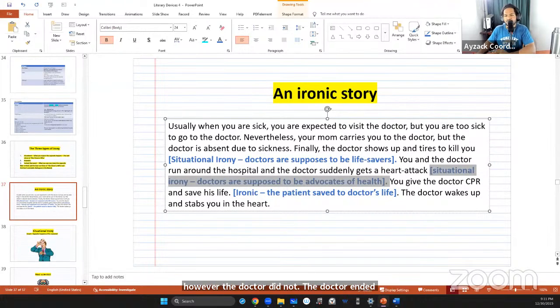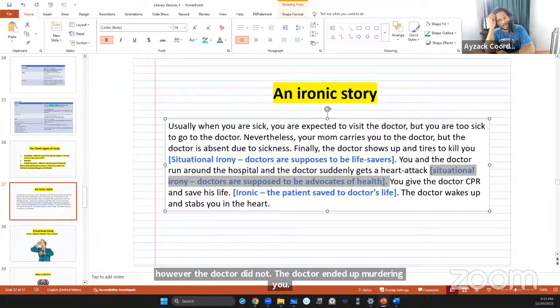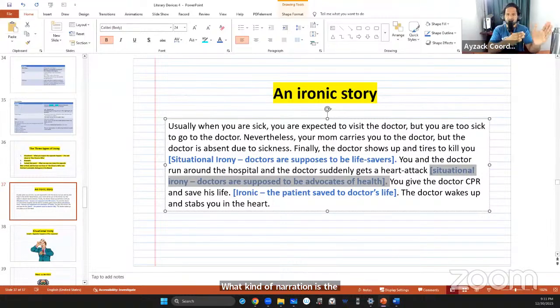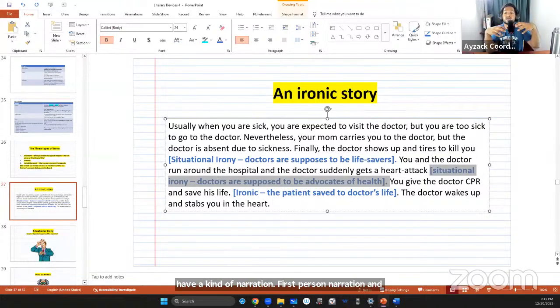What kind of narration is The Bear? The Bear doesn't have a kind of narration, Minha. First-person narration and third-person narration can only be taken when there is no dialogue. When there is dialogue, there is no narration. It is a real-time narration. Can you understand that, Minha?